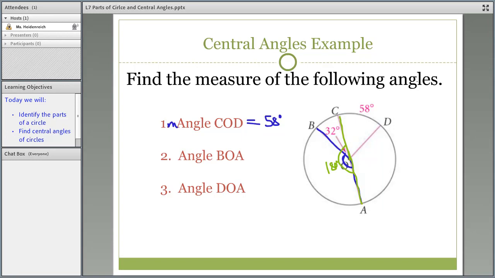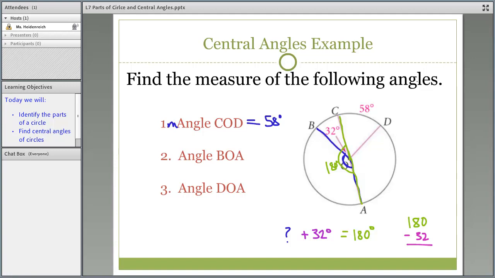So in other words, the measure we're looking for, the blue angle that I have highlighted there, plus the 32 degrees is going to equal the full half circle. So the blue angle plus the pink angle equals the half circle, 180 degrees. So if I wanted to find just BOA, or the blue angle, then I would need to do 180 minus the 32, and that would give me the missing piece.